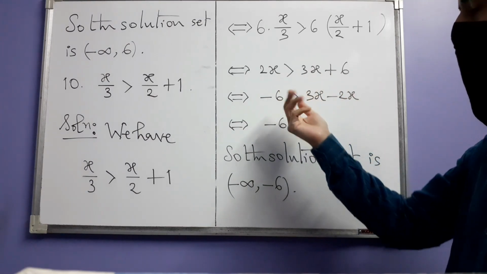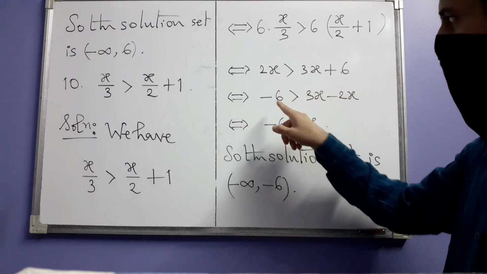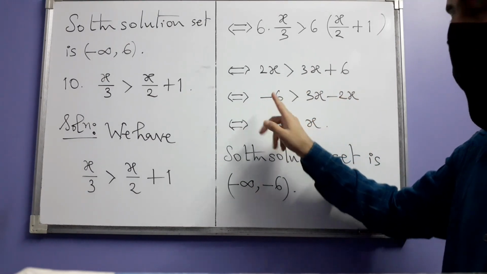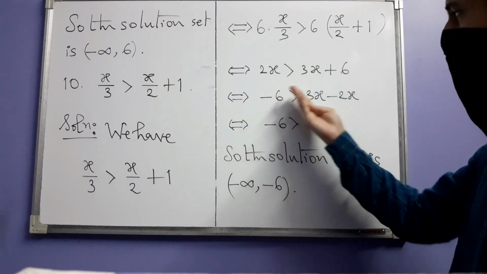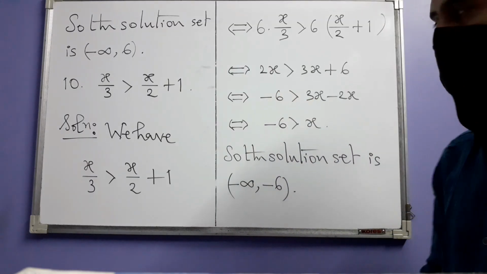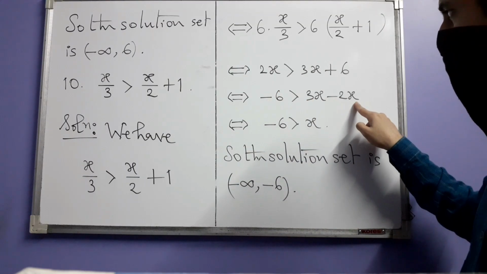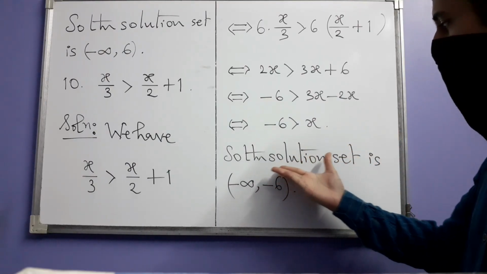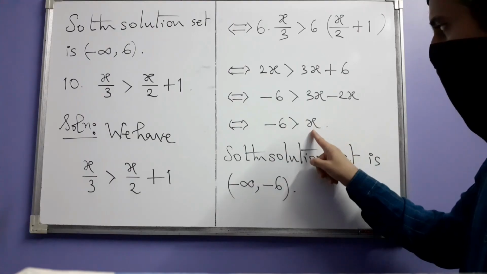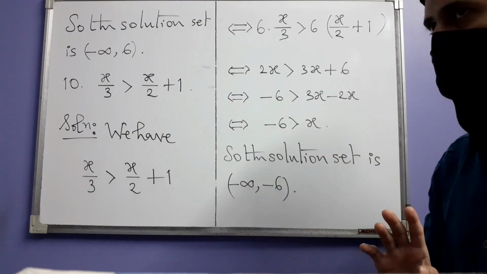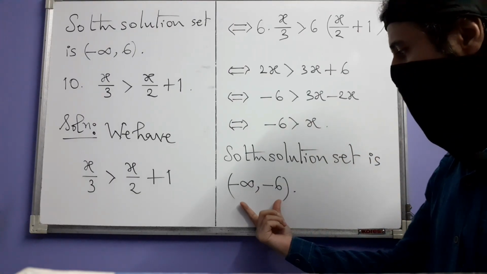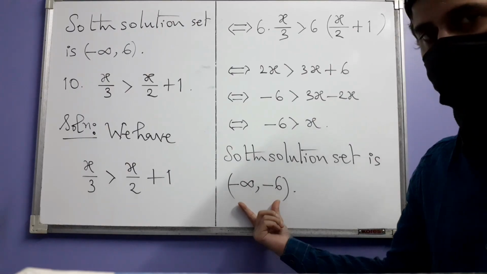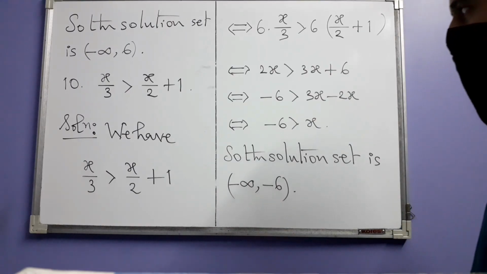And then you subtract 6 from both sides, getting minus 6 on the left hand side, and simultaneously you subtract 2x from both sides. So that way you get 3x minus 2x on the right hand side, which becomes x. So the solution set consists of all real numbers less than minus 6, which give you this open interval minus infinity comma minus 6.